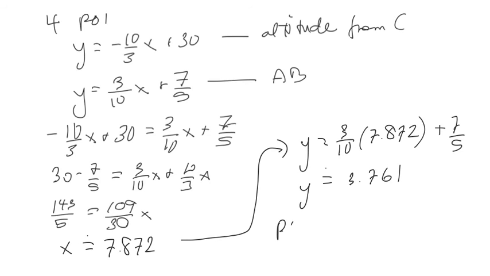So I can now say that P is (7.872, 3.761). Alright, so it's kind of unfortunate that it's such an ugly looking decimal, but that's what we're given, so that's what we gotta do.